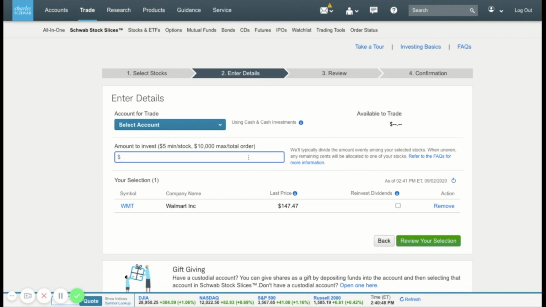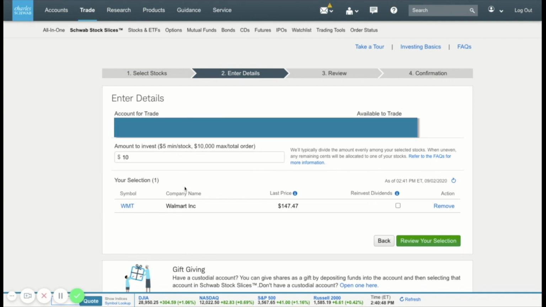And I want to just put in $10. I say $10 in Walmart. Reinvest dividends? Yes. You should do it, and it's called DRIP. Reinvest your dividends. It allows you to buy more shares, which is great when you're starting out with a low amount of money. You click next to Reinvest Dividends.